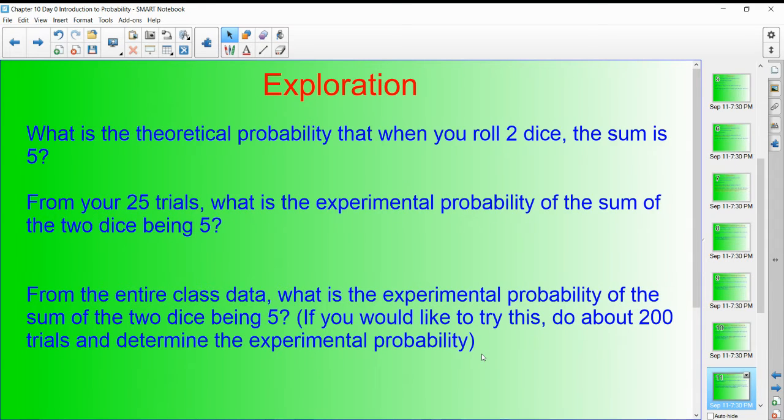So what's the theoretical probability that when you roll 2 dice, you have a sum of 5? Think of what outcomes could get you a 5. Then I want you to go look at your rolls and figure out how many 5s you got out of 25. And then if you really want to, you could do about 100 or 200 rolls, however many rolls you want, and determine what the experimental probability is with more trials. So pause the video, take time with this, look at the theoretical and the experimental probabilities.